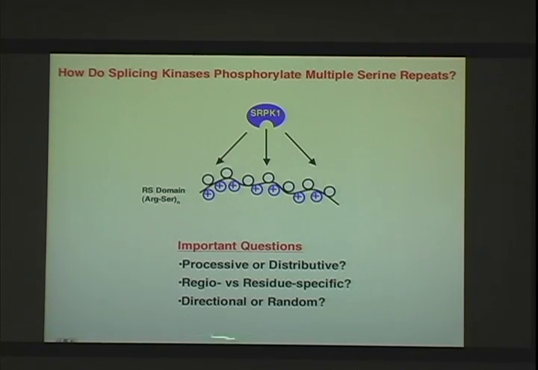Questions that we're going to briefly go over today are this idea, the mechanism in which they get attached, whether put on processively or in a distributive manner, whether the attachment is a region-specific one or a residue-specific one, and also whether there's an order to how it's put on, is it directional or random.